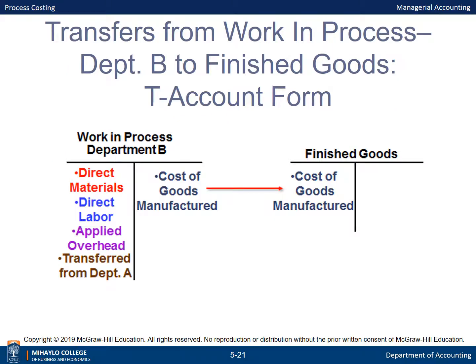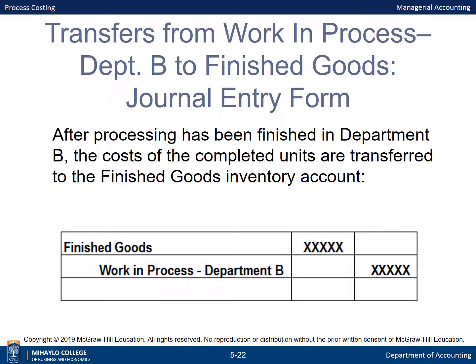After processing has been finished in Department B, the costs of the completed goods are transferred to the finished goods inventory account. The journal entry debits finished goods and credits work in process Department B.